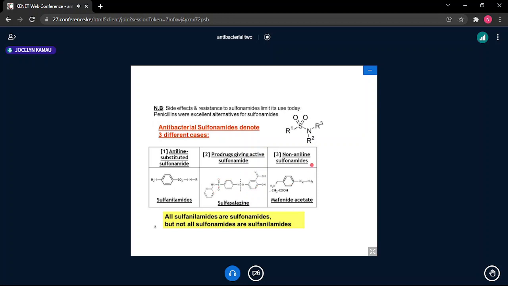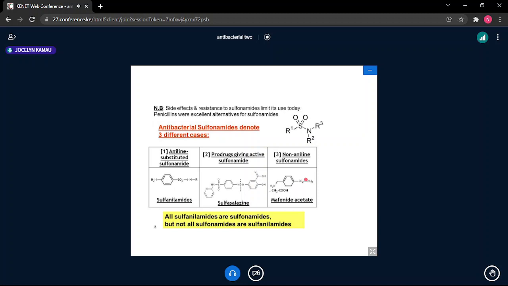Then we have the non-aniline sulfonamides, like what we discussed, mafenide. We did mention it has a methyl amino group, and therefore is miscellaneous, different from the other sulfonamides. All sulfonylamides are sulfonamides, but not all sulfonamides are sulfonylamides, because this is not a sulfonylamide. It is considered to be a sulfonamide, but it is not a sulfonylamide, because a sulfonylamide must have an amino group there and a sulfamyl group there.